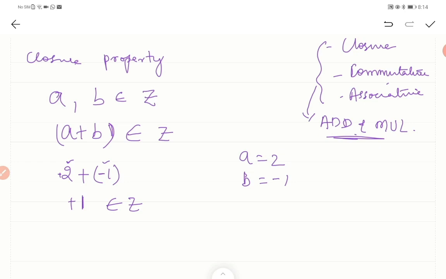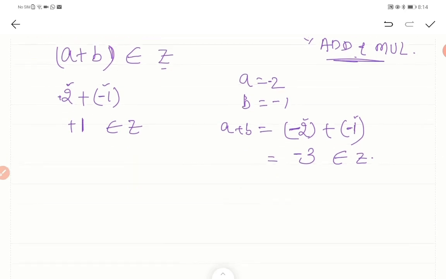So under addition it will be true. Let me take one more. If I take a equal to minus 2 and b equal to minus 1, then a plus b is minus 2 plus minus 1. I will get minus 3, because both are negative, so you add the values: 2 plus 1 is 3 and the sign will be negative. So minus 3 belongs to Z. So under addition, the closure property is true for integers.